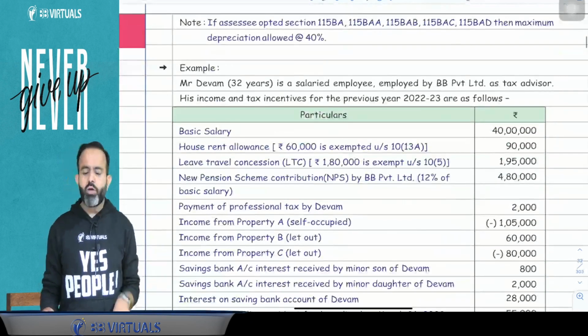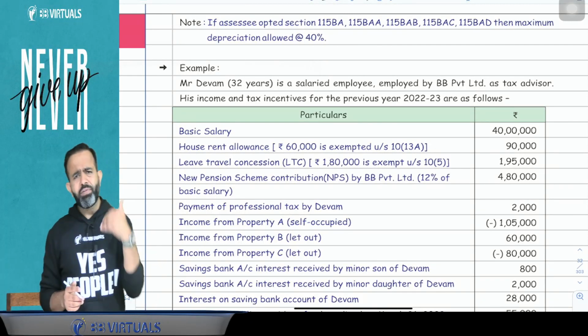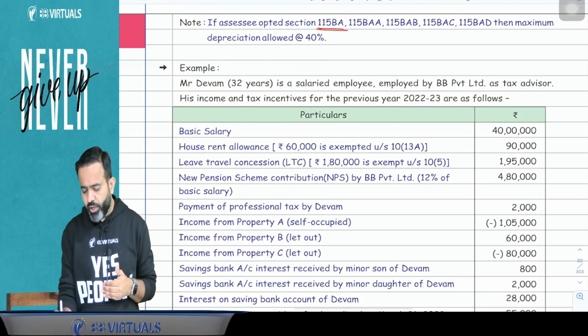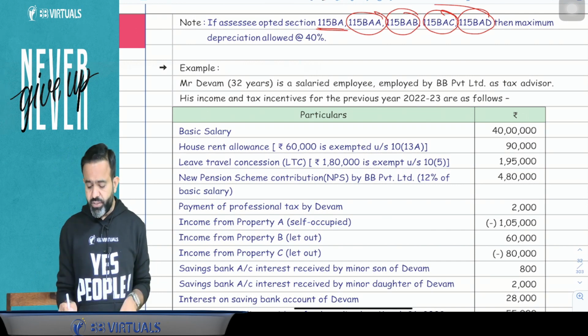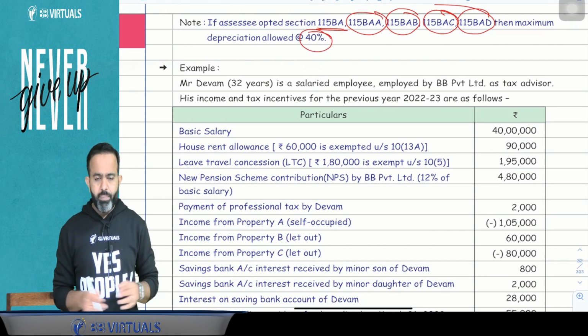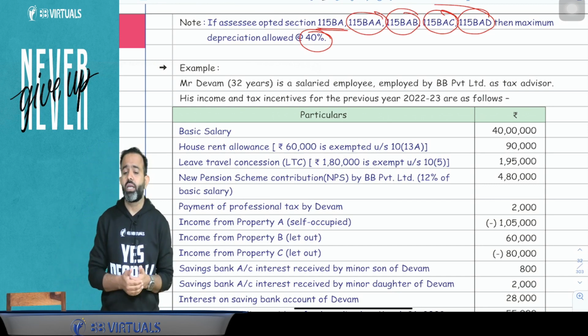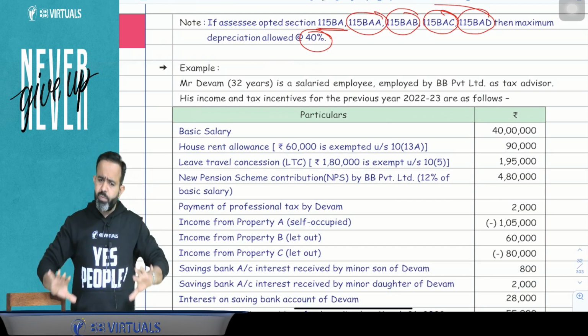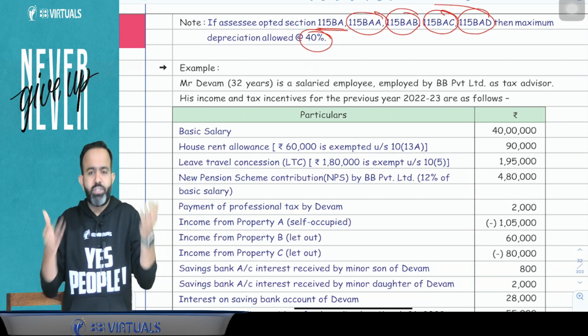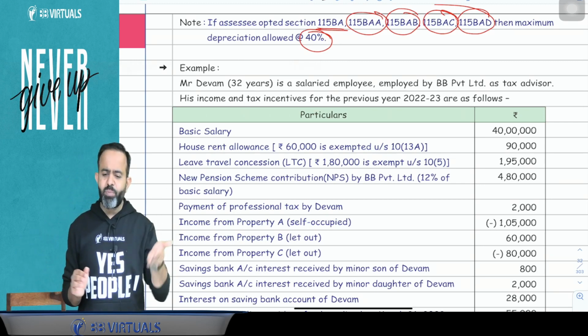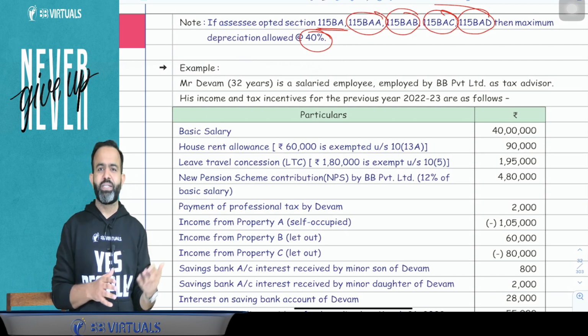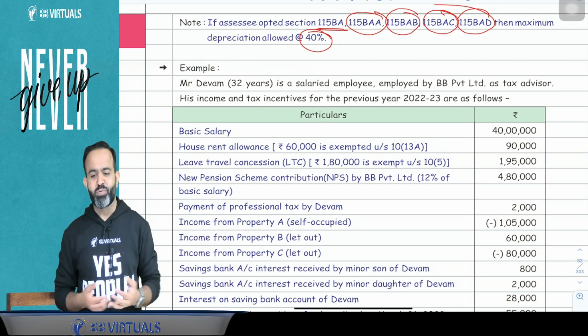Yes. Now guys, always remember, whenever the assessee opted for section 115BA or BAA or BAB or BAC or BAD, then maximum depreciation is allowed at the rate of 40%. It means the maximum depreciation you can claim is 40%. Obviously, additional depreciation is not allowed. But you will say that, sir, anyway, maximum depreciation is 40% only now.